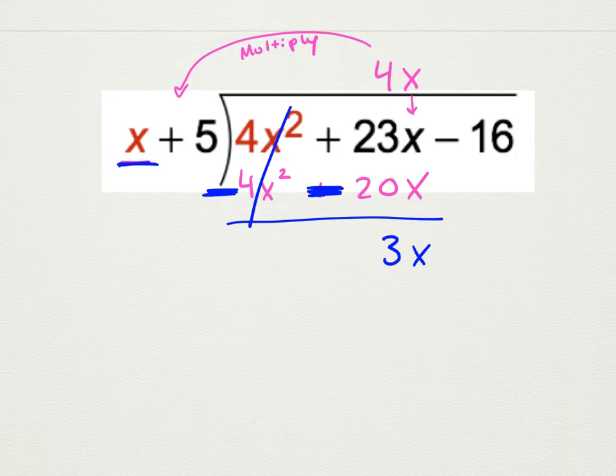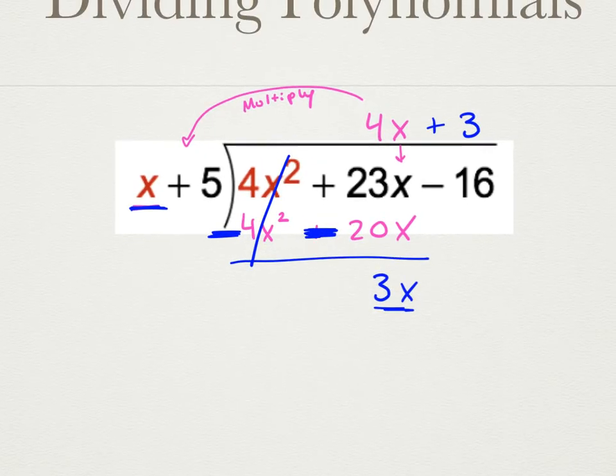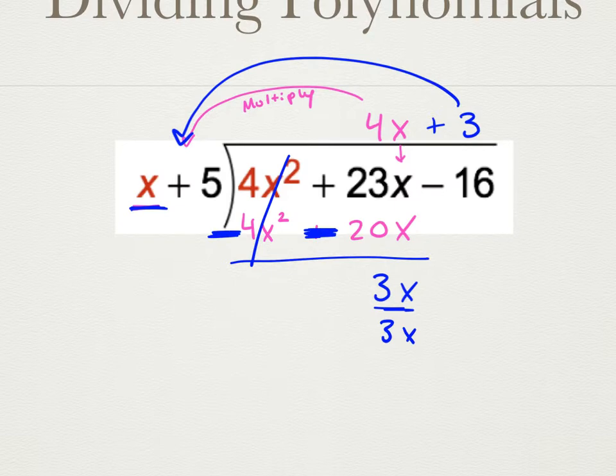Now what times x gives us 3x? 3. So we write that up top. Is it a positive 3? And then just like before, we multiply what's up top with what's out front. So it's 3 times x. 3x. And what is 3 times 5? And now we have to change the signs. What's 3x minus 3x? 0. They cancel out.